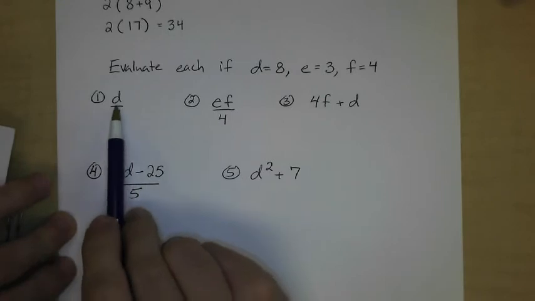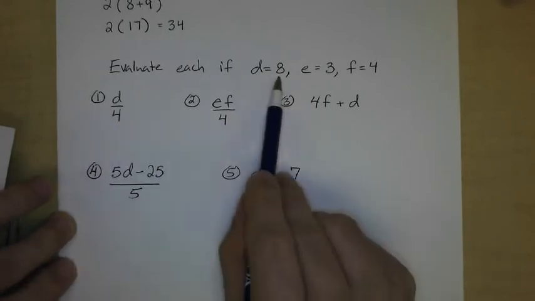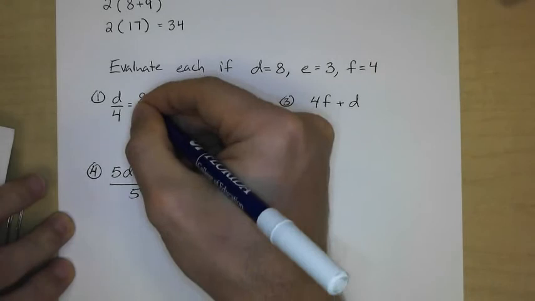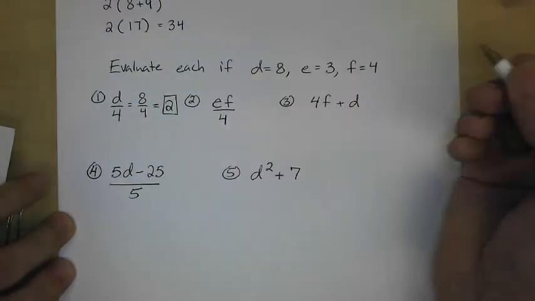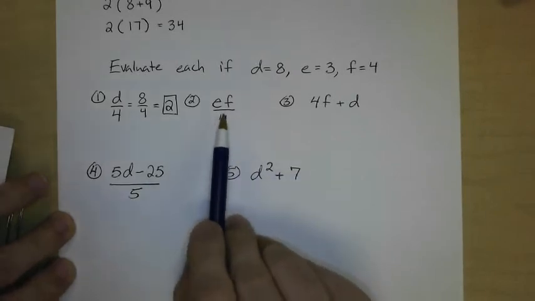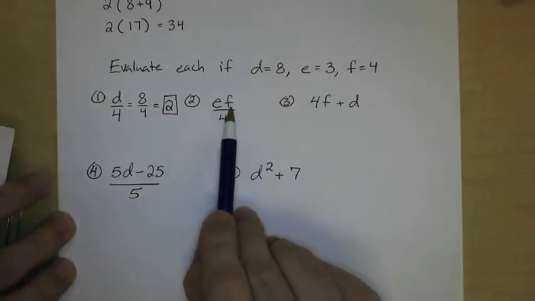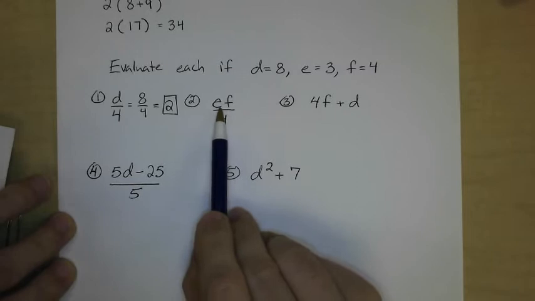So this first one, we have d divided by 4. Now d we know is 8, so we're going to rewrite this as 8 divided by 4, and 8 divided by 4 is 2. There is our answer. For this next one, the way we read this is e times f divided by 4. Remember, anytime something touches a letter, it's multiplication.